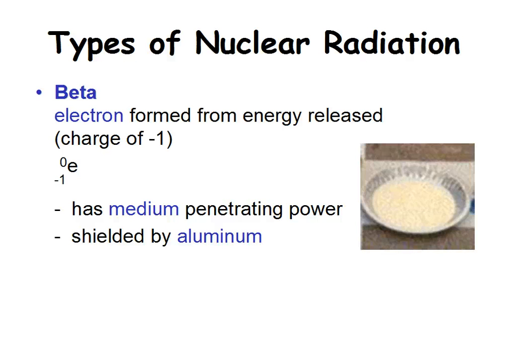Beta radiation will not be stopped by a sheet of paper. You have to have aluminum foil separating the radiation from whatever it is trying to impact. So it has a little bit more significance. You're going to need something a little thicker than paper to be able to stop your beta radiation.